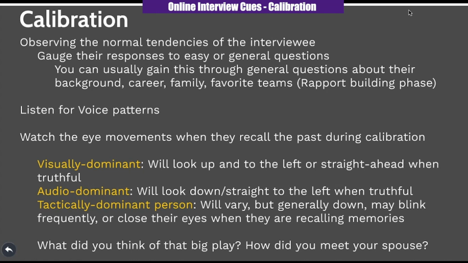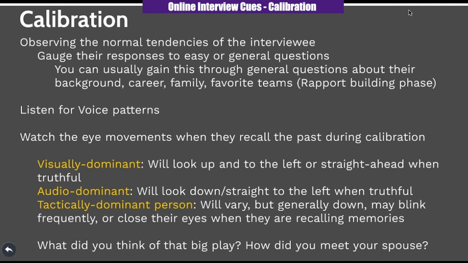Now, here's the other trick: you might need to establish up front what's left and right when you're looking at them on their monitor, you know? So that's something you'll have to finagle into the conversation early on through the general questions. There's a coffee cup, you know, and just try to understand whether it's on your left or right, or if they're right-handed, which hand they're moving. You're going to have to establish that some way. And then finally, if they're tactilely dominant, it'll vary. But generally, they'll look down when they're telling the truth and thinking about a historical event, and they may blink. They may even close their eyes to recall that memory.